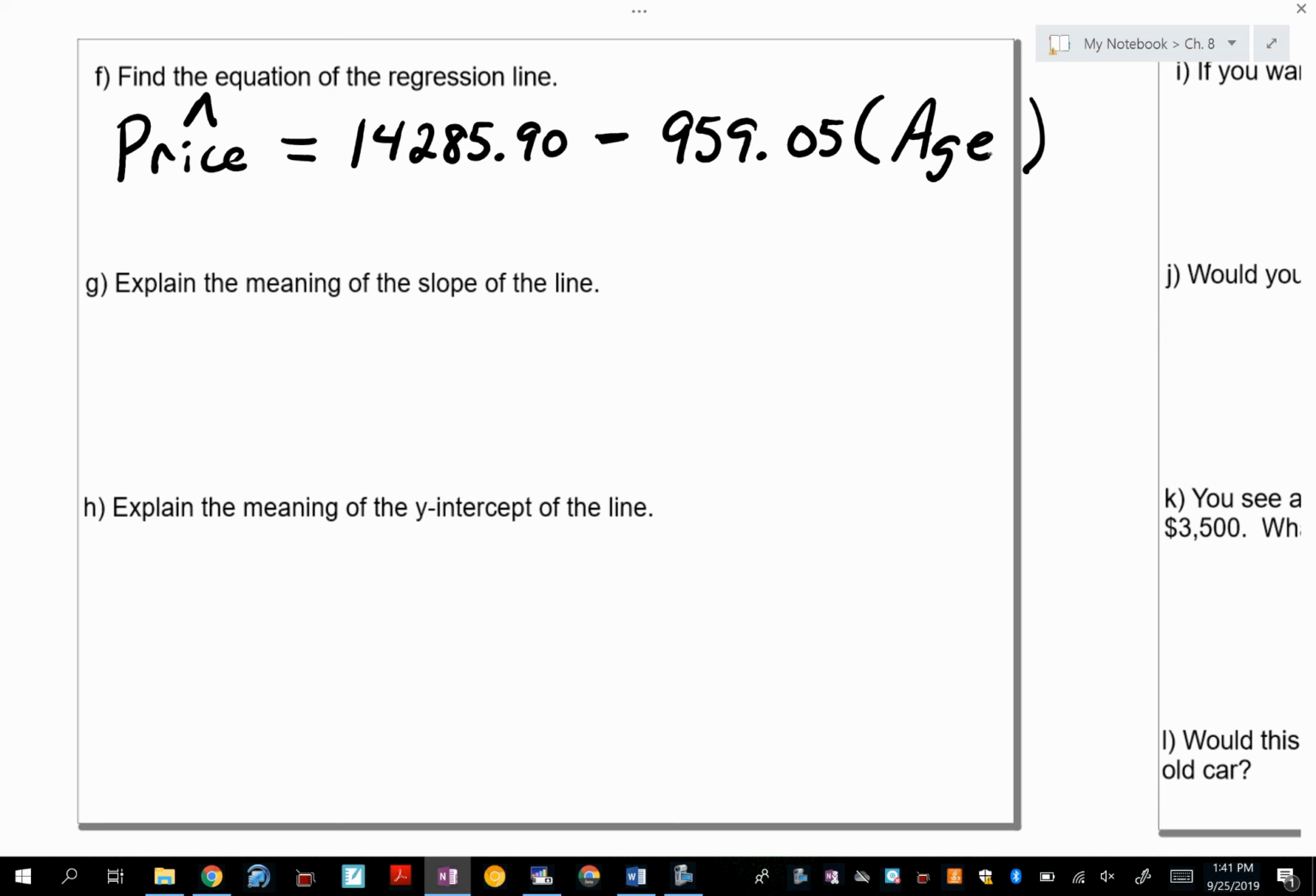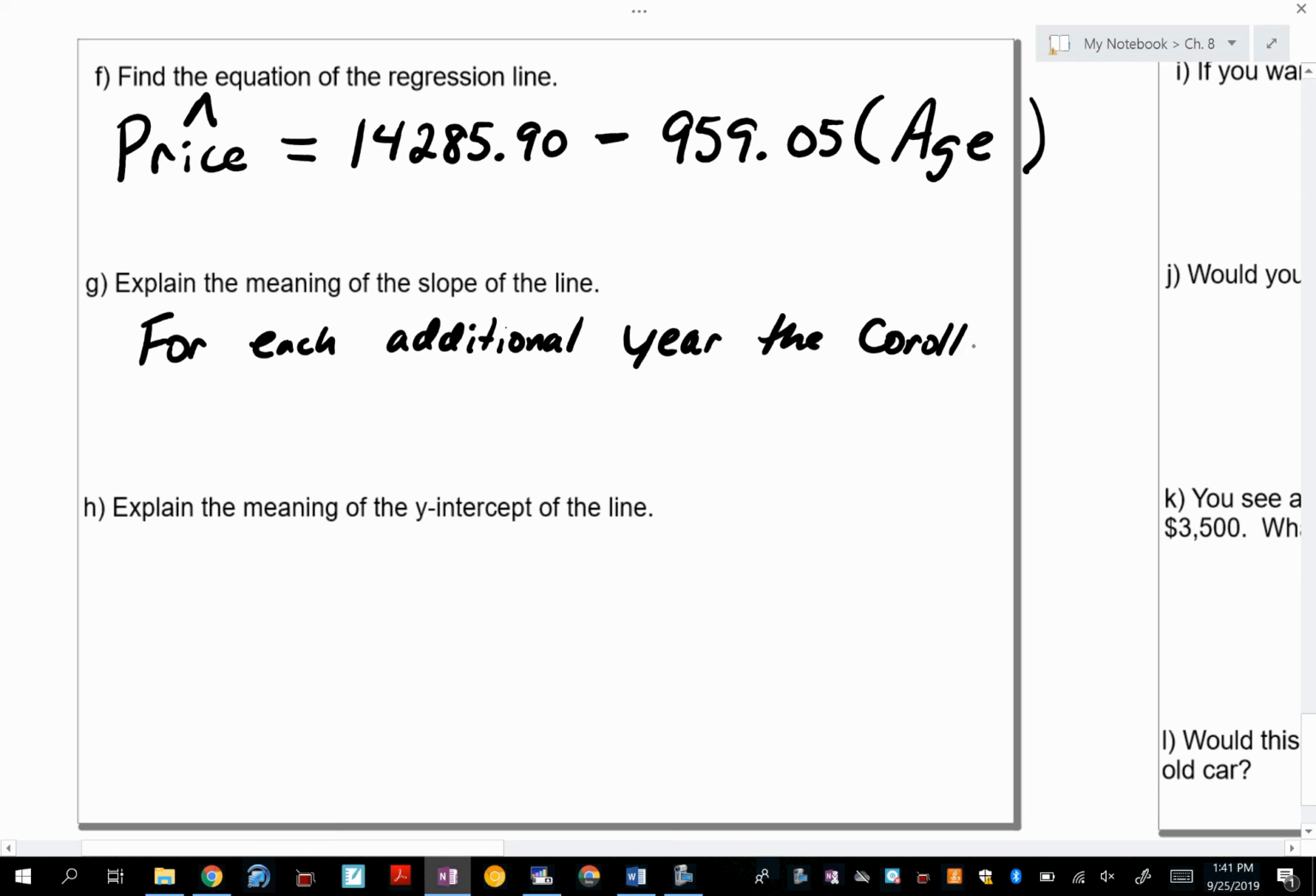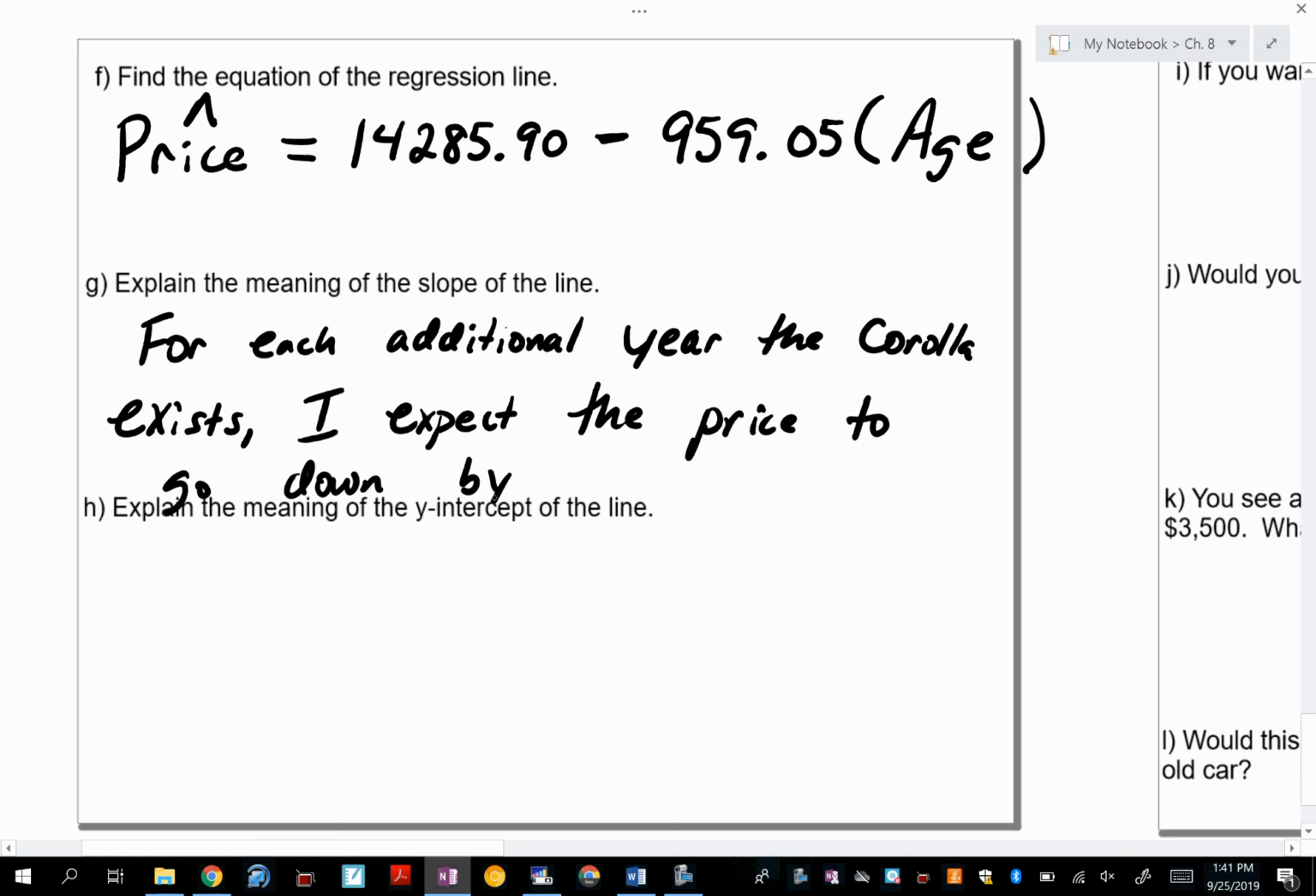Let's do G and H right now. Explain the meaning of the slope. This is the first time we've ever done this, so make sure you're listening and writing this down. What this means is that for each additional year the Corolla exists, so another year has gone by that this Corolla is in existence, I expect the price to go down by $960. And I rounded it.